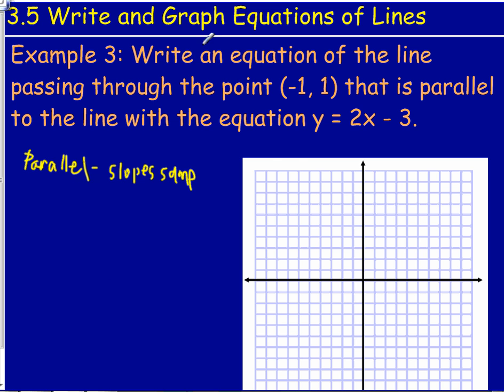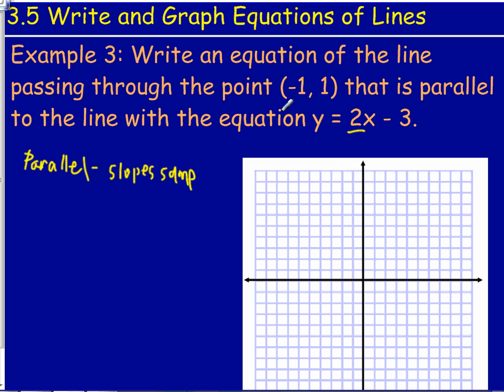All right, so what we can do here is, in this particular example, we're saying write an equation of a line passing through the point -1, 1 that is parallel to the line with the equation y equals 2x minus 3. So right away we will know one thing. We know the slope. The slope of this particular equation is 2. So our slope of our other equation is also going to be 2.